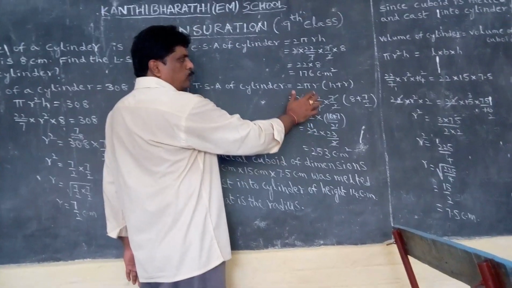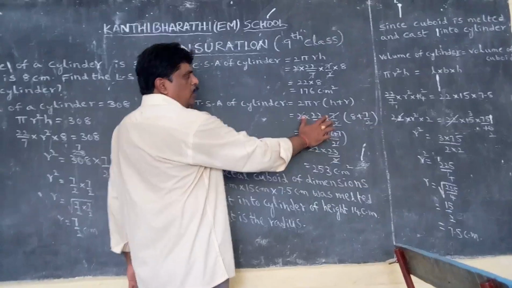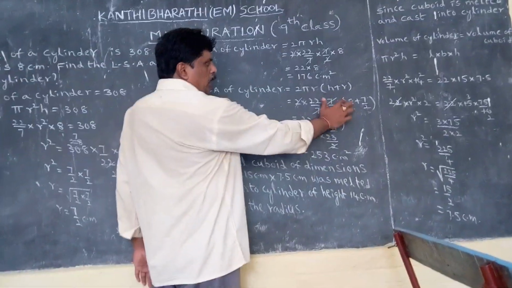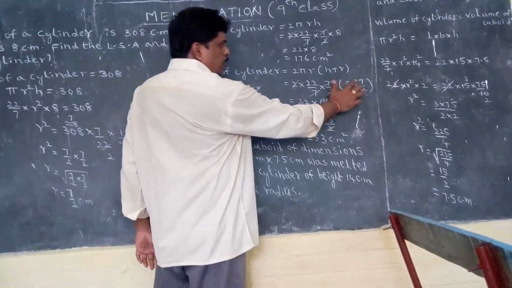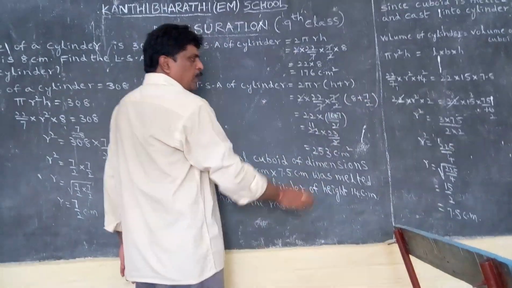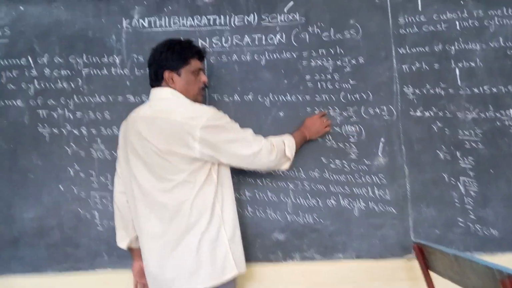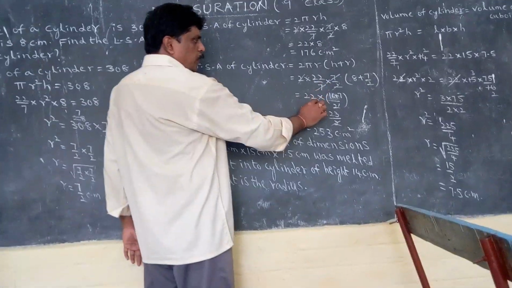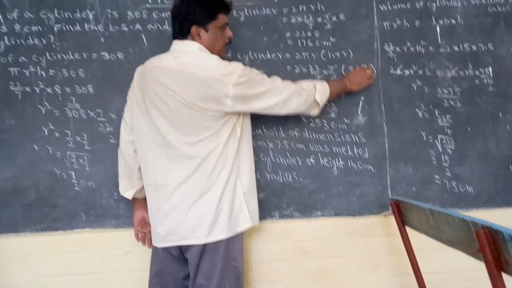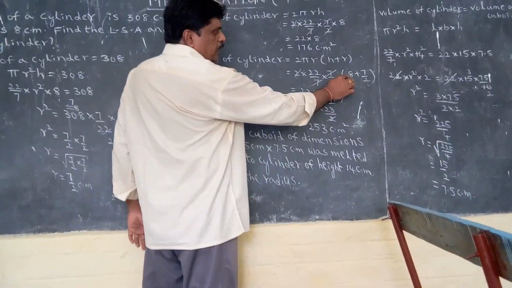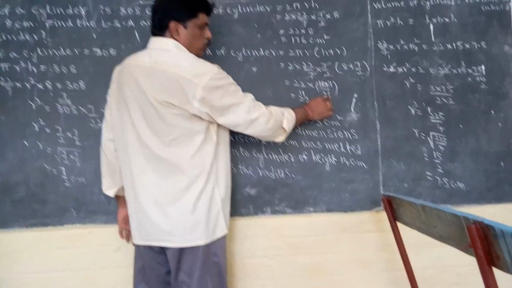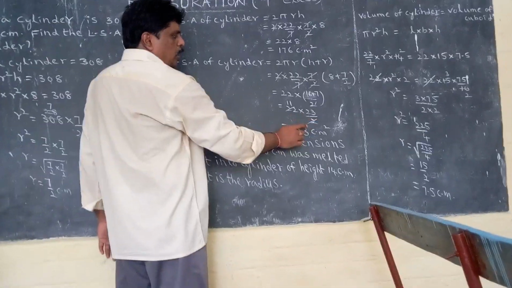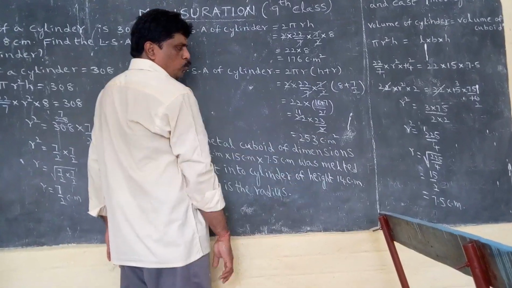That is 2 into the value of pi, which is 22 by 7, the value of r is 7 by 2, into the value of h is 8 plus r value is 7 by 2. So here 7 and 7 are cancelled and 2 is cancelled. 22 into, here put the LCM for 8 plus 7 by 2. 2 into 8 is 16 plus 7 by 2. 16 plus 7 is 23. So 22 into 23 by 2.